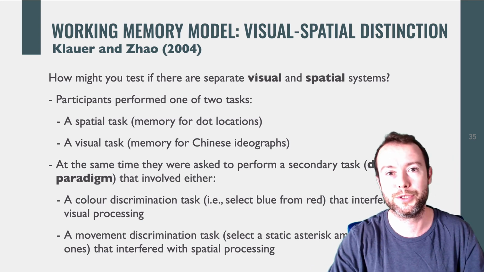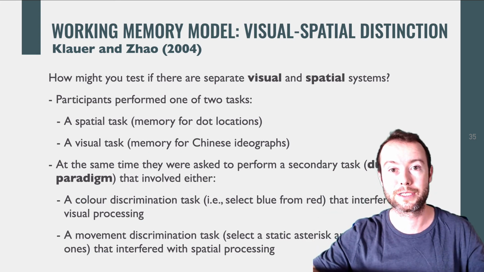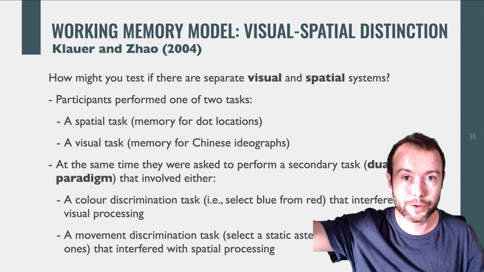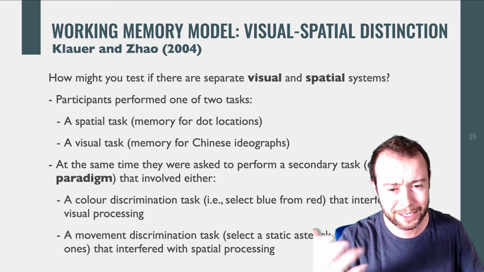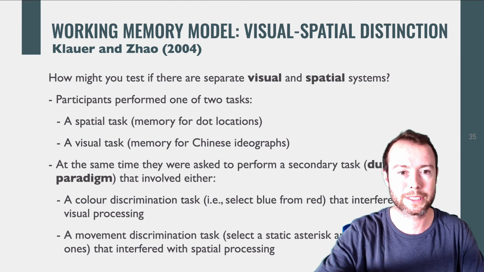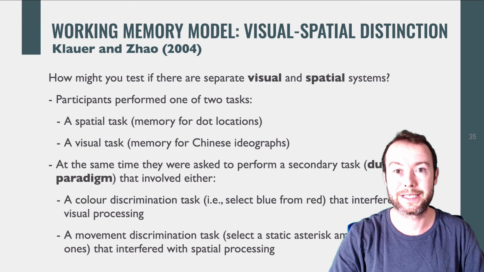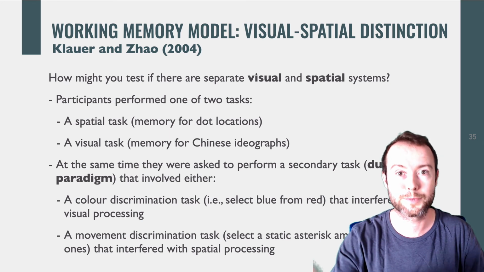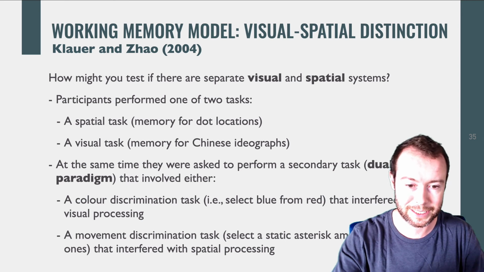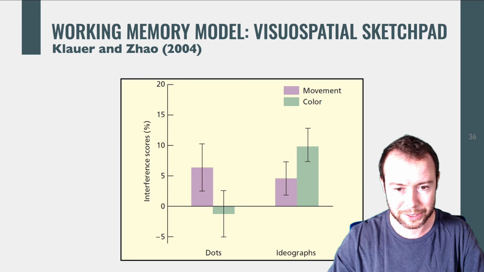Alternatively, you could be asked to do a movement discrimination task. In this case, you would have 12 asterisks that would appear on the screen. 11 of them are moving in one direction, and 1 of them is staying static. And you've just got to detect which one is the static asterisk. These 2 processes have clear differential effects on spatial and visual processing. The color discrimination task is interfering with visual processing. The movement discrimination task is interfering with spatial processing.